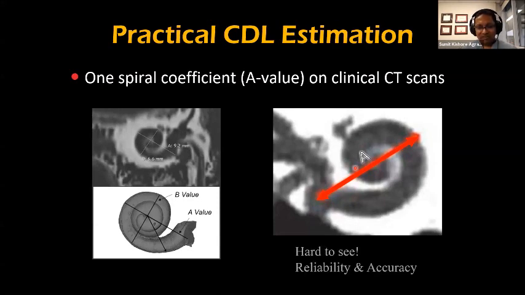The problem with this is twofold. One, it's very hard to see that round window membrane on clinical scans. And two, we've done follow-up studies looking at the reliability, which if you have multiple experts, there's often different measurements on the same specimen, so a lot of observer variability. And also that the accuracy of this A value when you compare it to micro CT is quite poor.